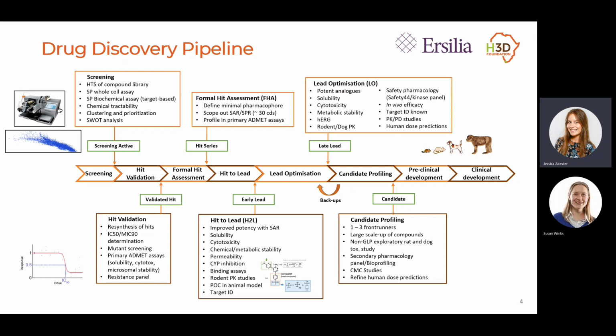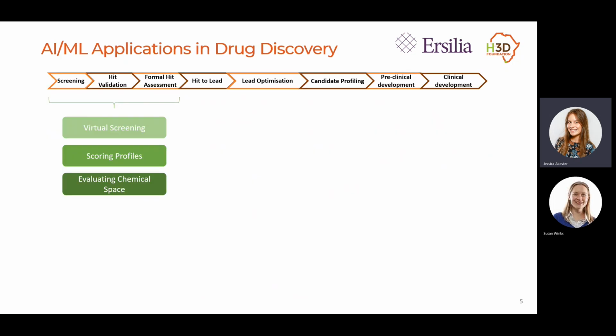When you get to your candidate profiling here, you've got to scale up your compounds a lot because you're doing lots of advanced studies, and this is often done in your different species, as well as refining those human dose predictions a bit more so that when you go into clinical development, you have an idea of what dose you're going to give. So this gives you an indication of the general generic drug discovery pipeline and the types of activities that are involved in each of those.